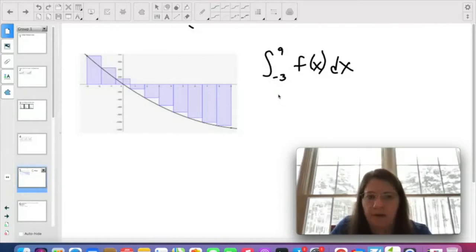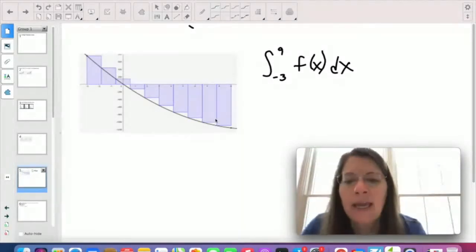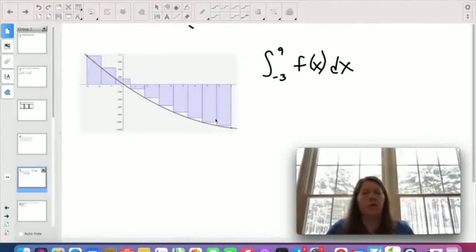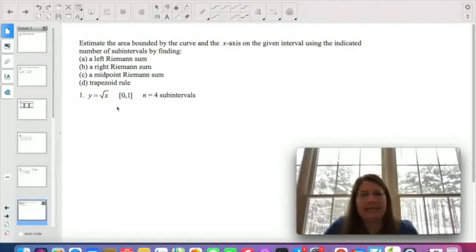Now, we're not going to get a real accurate area here because we're going to have part of it being an overestimate, part of it being an underestimate. We'll be fairly close to what the exact answer is, but it's not going to be perfect. We're going to take this example.